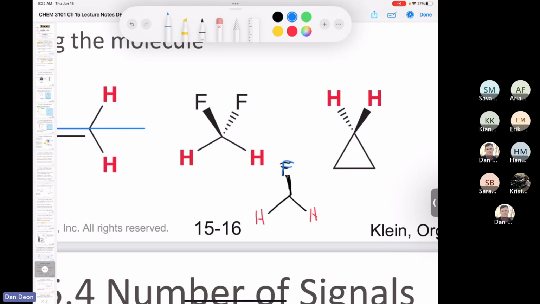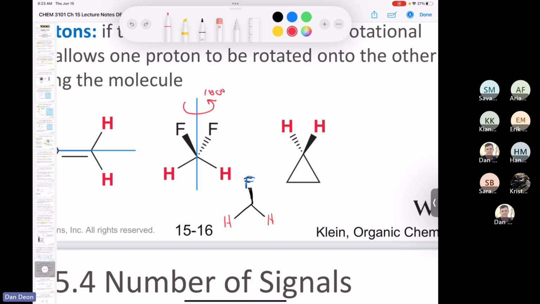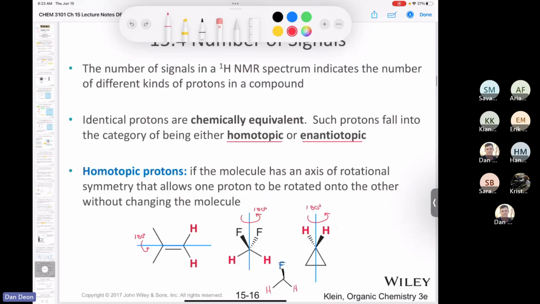So you have an axis of rotational symmetry. If you were looking at this molecule and then close your eyes and you rotated it 180 degrees and then opened your eyes, you would not be able to tell that this molecule has been moved. And so we say these two protons are homotopic. And the same thing with cyclopropane. Again, we see that there's an axis running through the molecule this way. If you were looking at the molecule, again, closed your eyes and rotated it 180 degrees and opened your eyes, you would not be able to tell that this molecule has moved in any way. And so we say that these protons are homotopic.